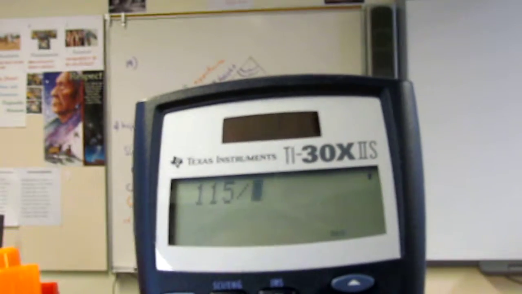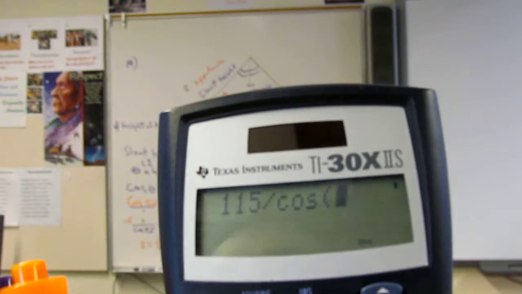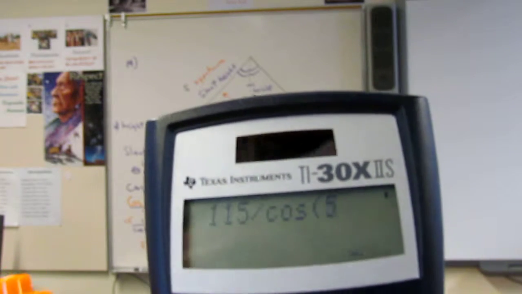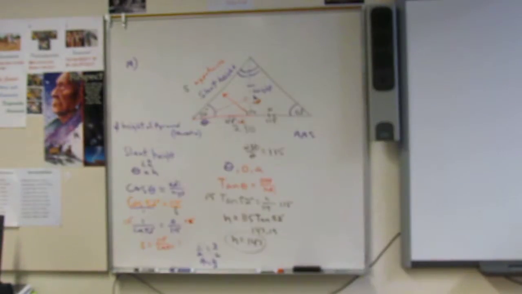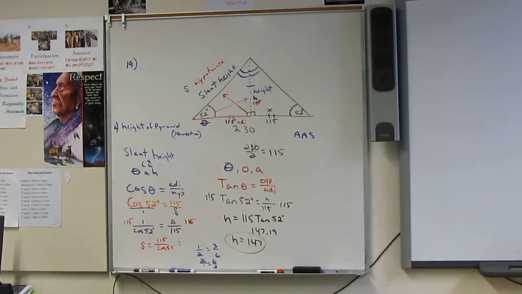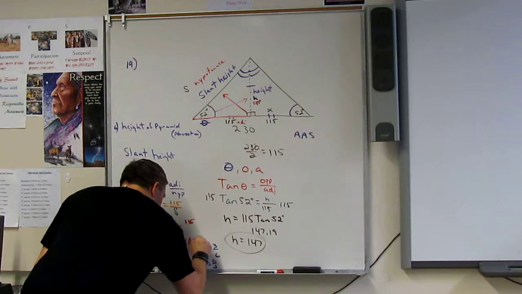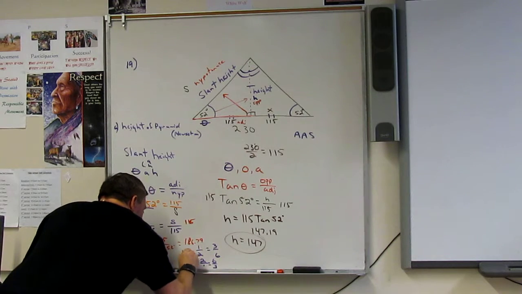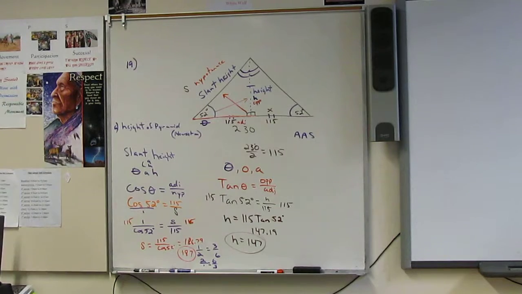So I have 115 divided by cosine 52, and that is 186.79. To the closest meter, 186.79 would be 187.